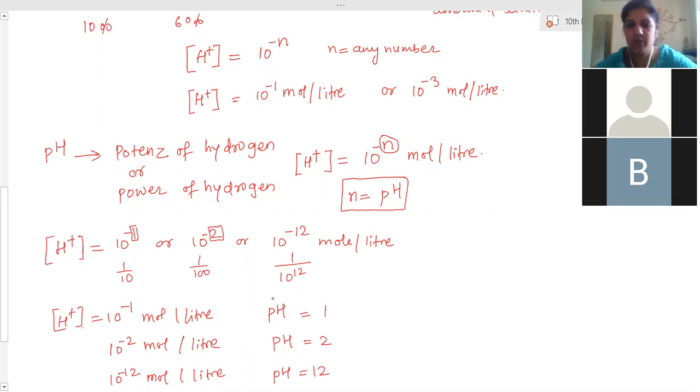Yes, ma'am. Okay. Now, according to the pH value, how do we find out whether the solution is acidic or basic, and whether it is a strong acid or weak acid? How to find out that? We know that there is an acid and a base. What is the difference between H plus ions?